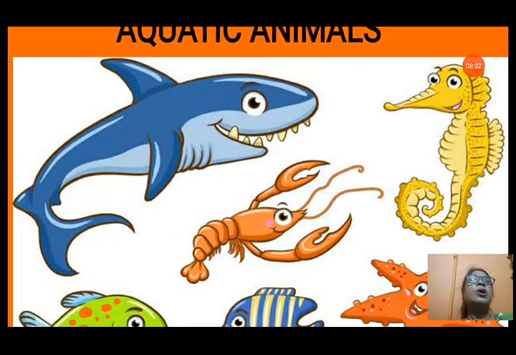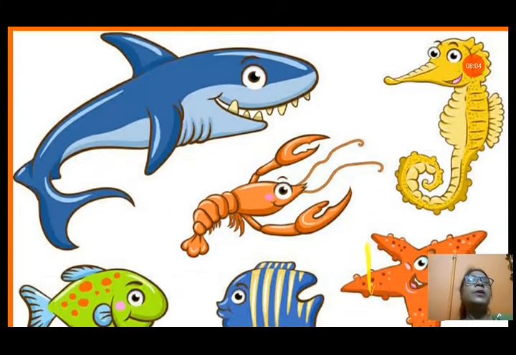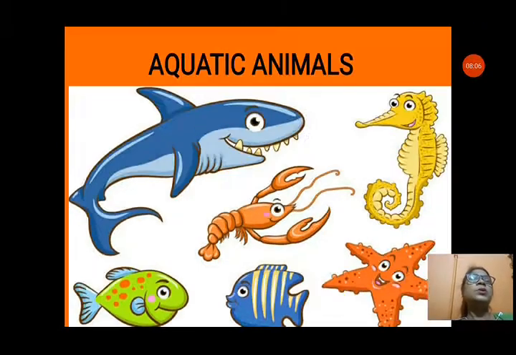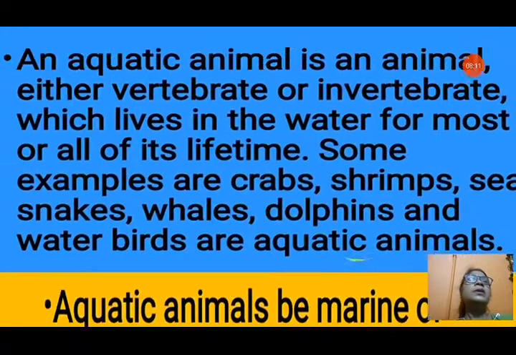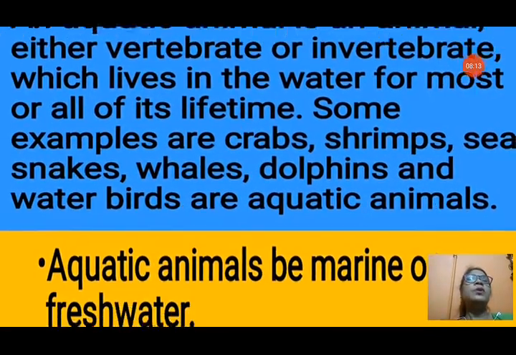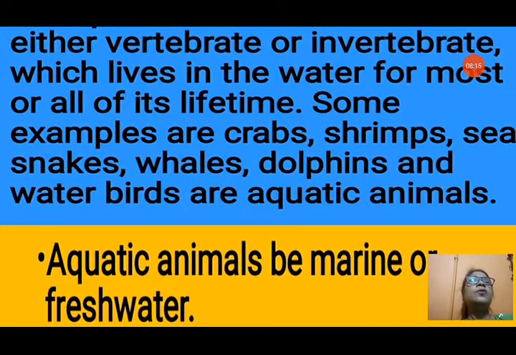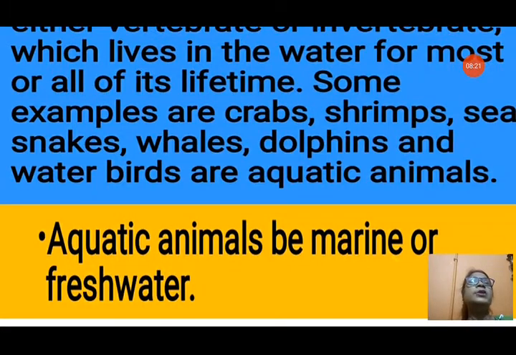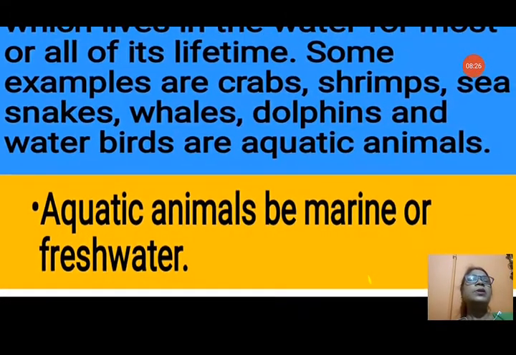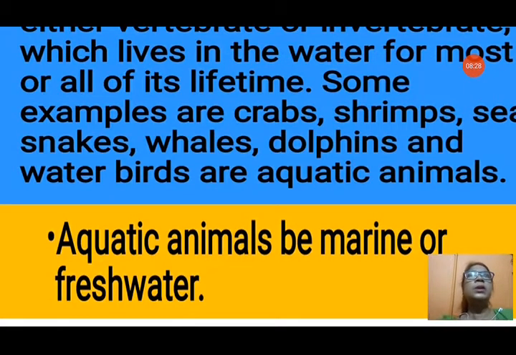Aquatic animals. Now after terrestrial animals, we will see aquatic animals, animals that live in water. An aquatic animal is an animal, either vertebrate or invertebrate, which lives in the water for most or all of its lifetime. Some examples of aquatic animals are crabs, shrimps, sea snakes, whales, dolphins and water birds. Aquatic animals can be marine or freshwater. That means they can live in salty water and also in freshwater.